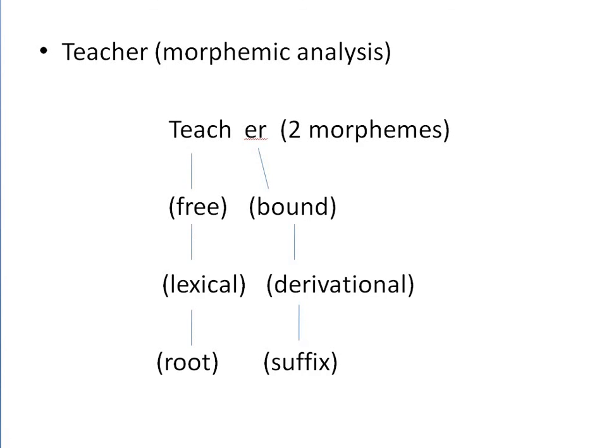We have studied that in some cases there are exceptions. In some cases derivational morphemes do not change the category, but in this case it's changing the category from the verb teach to the noun teacher. And now in terms of affixes, teach is a root, or we can say the base, or we can say the stem, and er is the attachment at the end, so it's a suffix.